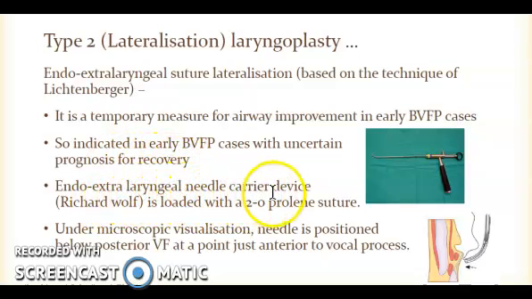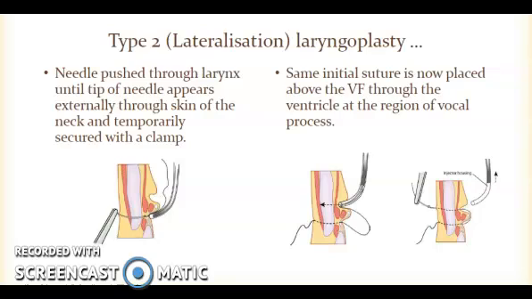Extralaryngeal needle carrier device is loaded with 2-0 Prolene suture. Under microscopic visualization, the needle is positioned below the posterior vocal fold at the point just anterior to the vocal process. You can see in this picture, it is below the actual vocal folds at the point just anterior to the vocal process. This is the procedure detail.